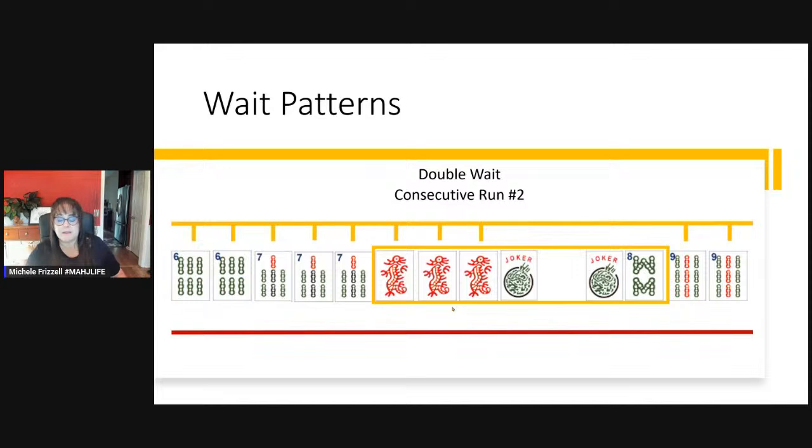All right, the next one is a double weight. This is when you have multiples, and you have jokers that you can reallocate. So in this case, we have consecutive run number 2, pair, pung, kong, pung, pair. And we need either a red dragon or an 8 bam to complete this hand. So if we get one or the other or a joker, we can win. And that is called a double weight because we can win on one of 2 tiles.